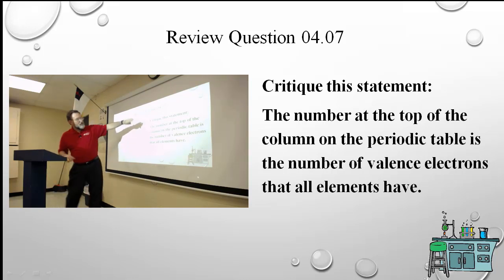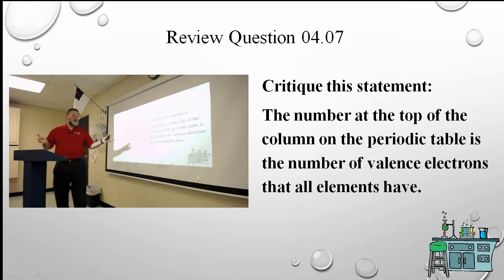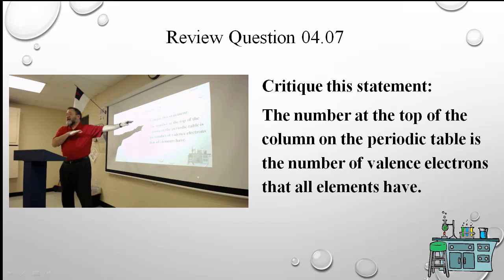Okay, so the number at the top of the column of the periodic table is the number of valence electrons that all elements have. First of all, it's false. Why is it a false statement? Well, you could misread it and say that all elements have. That's a poorly worded question in my opinion. But what are they driving towards in here? The A columns have, for every element in a column, if it's column 1A, 2A, 3A, 4A, 5A, 6A, 7A, or 8A, then that number for that column represents how many valence electrons that element has.